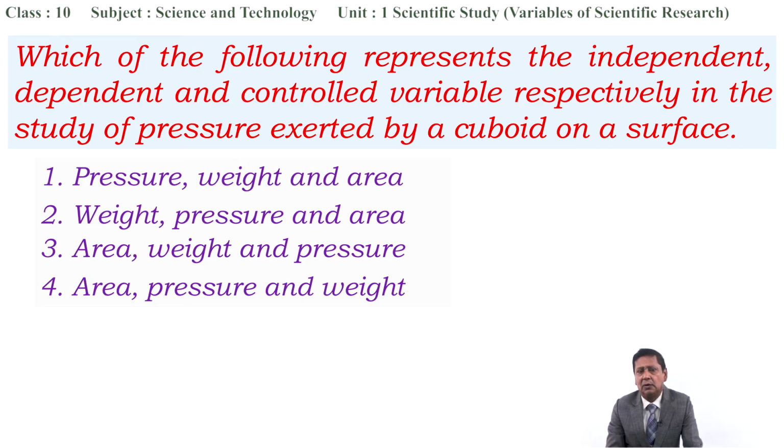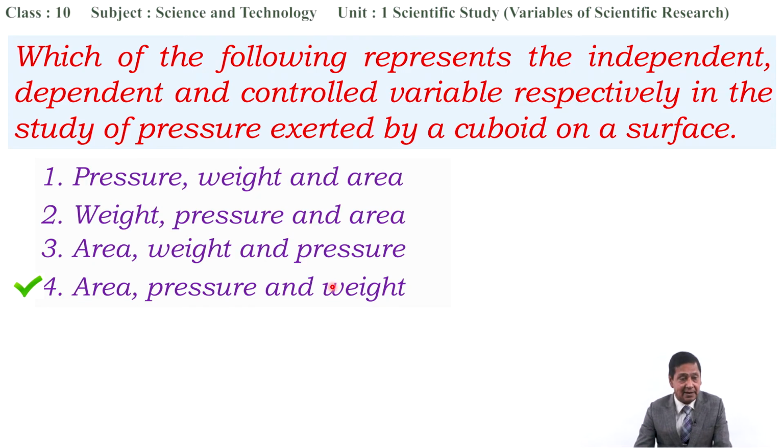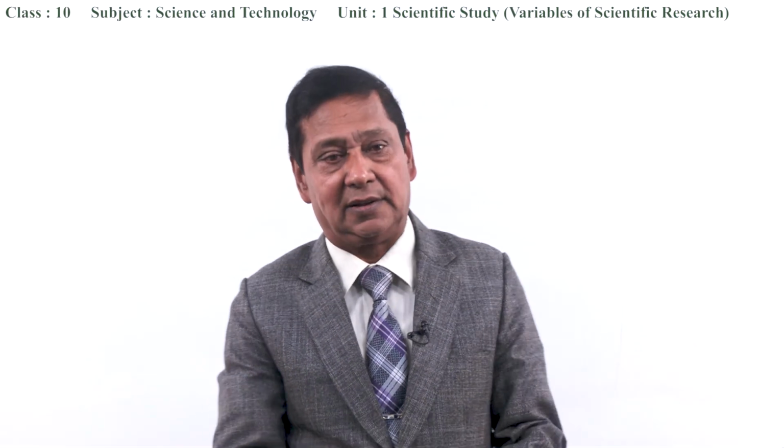After area we have to see what? Pressure. Pressure is dependent, here it is weight. No, this is not correct. Area, pressure and weight is given in the fourth option, so the fourth option is correct. Area is the independent variable, the pressure is dependent and the control variable is weight. Weight is taken constant. Okay, now let's go through another question also.